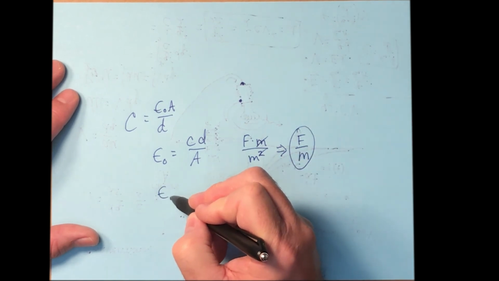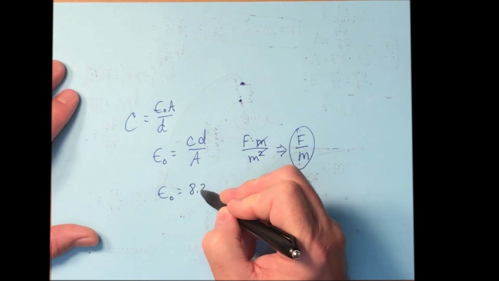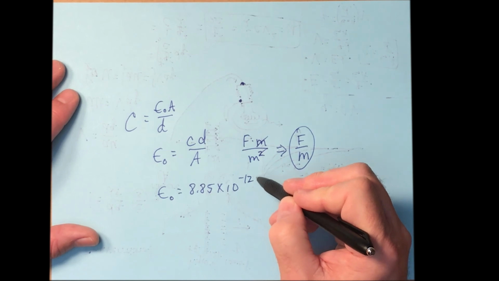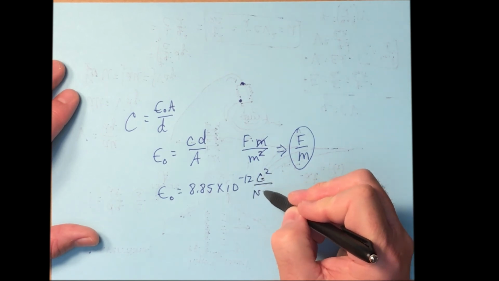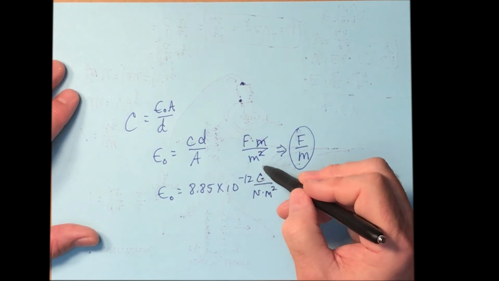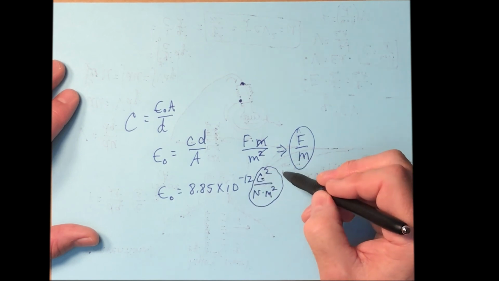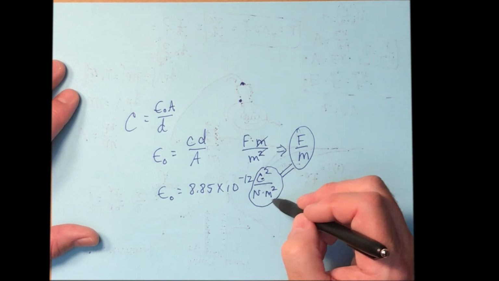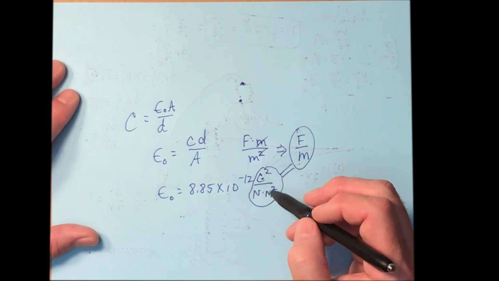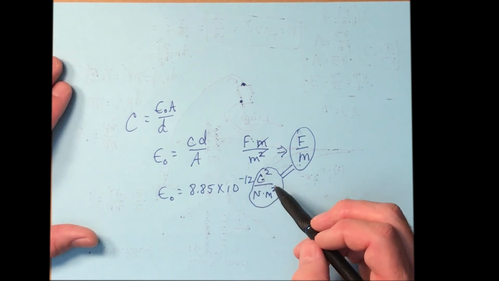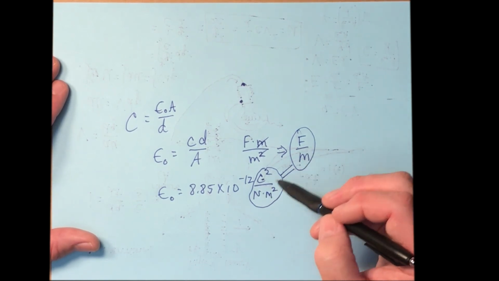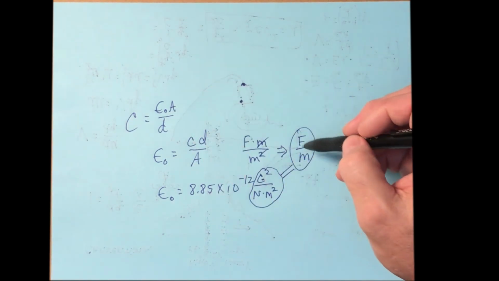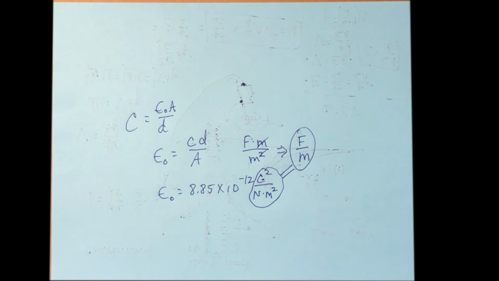So epsilon naught, if you recall, is 8.85 times 10 to the negative 12th coulombs squared per Newton meter squared. All of that is the same as farads per meter. So sometimes you will see this expressed in units of farads per meter. If you run across that, don't be afraid. Nothing's changed. It's just two different ways to express the unit. And we had to learn about capacitance before we could express it in this way.